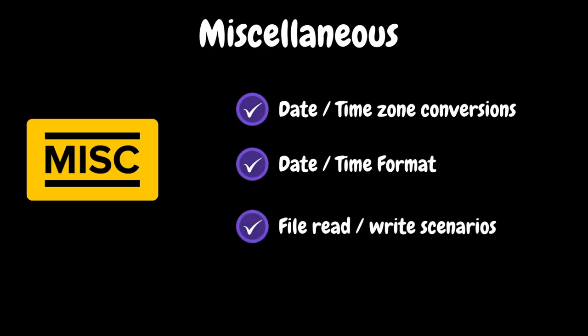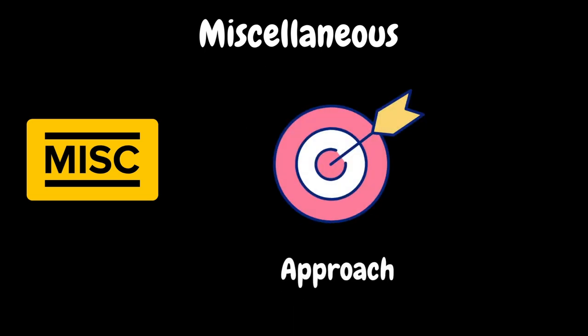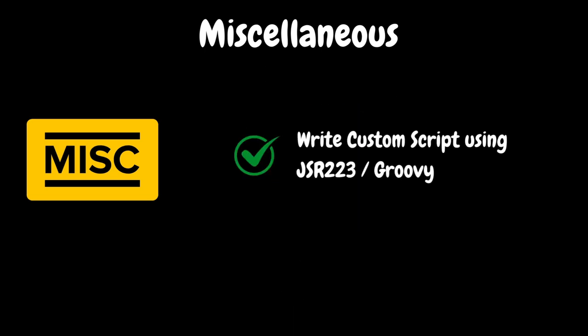In some situations, we may need to do date time conversions if the application and worker node or load generators are in different time zones. And in some cases, we may need to work with different date time formats, or sometimes we also need to work with file read and write operations. For JMeter beginners, these things may seem to be a challenging task. That's why I have included it in the challenges. To address all these miscellaneous challenges, we need to write custom logic using JSR223 and Groovy.